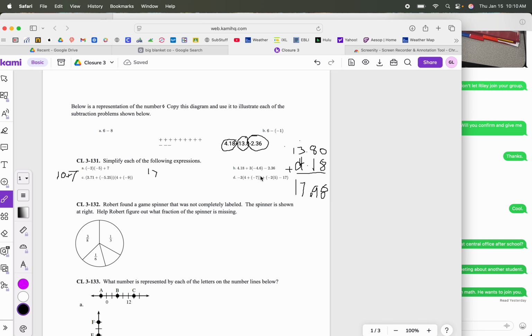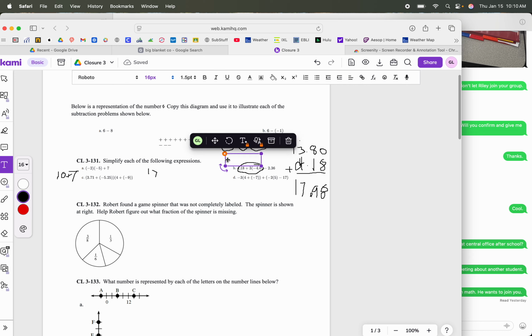So this part right here, I rewrite as 17 and 9800ths. I'm going to do another text box. 17 and 9800ths. And then I'm going to clear up again.